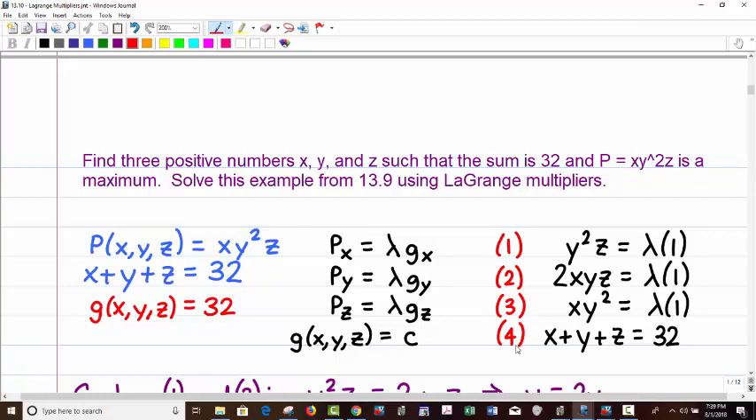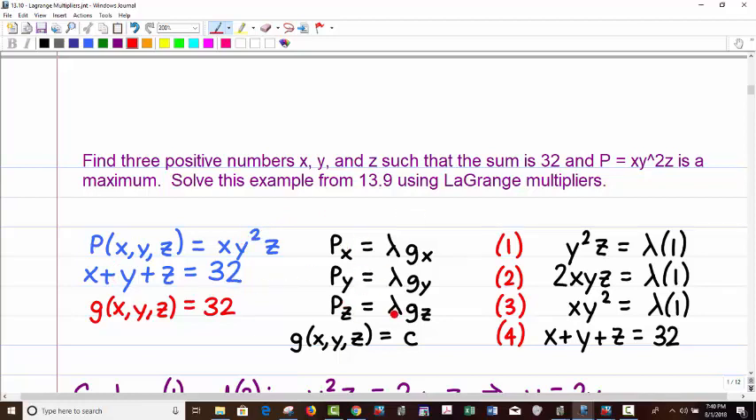So we're trying to find three positive numbers whose sum is 32. So that's going to be your constraint, where x plus y plus z equals 32. In other words, g of x, y, z equals 32. And here's the function that we're trying to optimize. In this case, we're looking for a maximum value. So it's xy squared z. It's written right here.